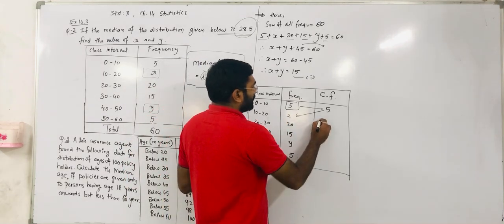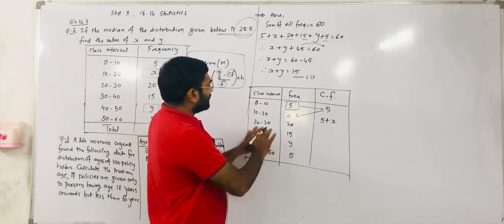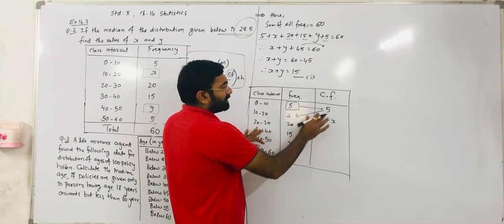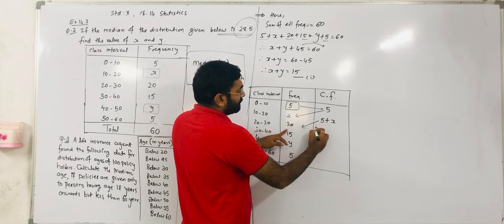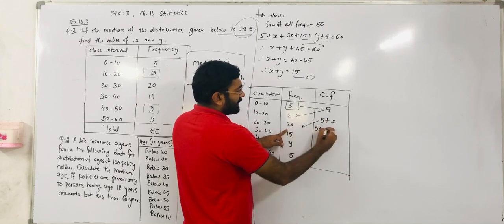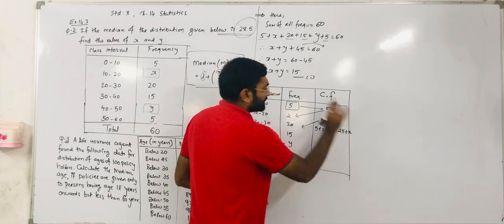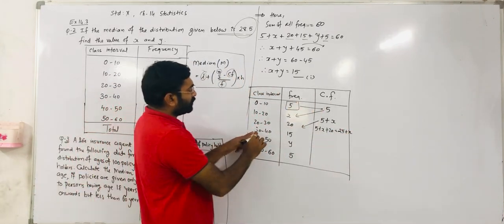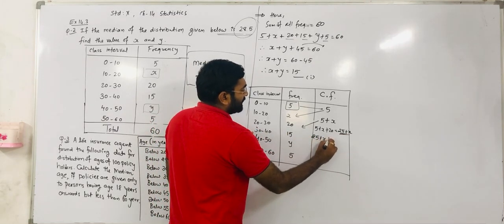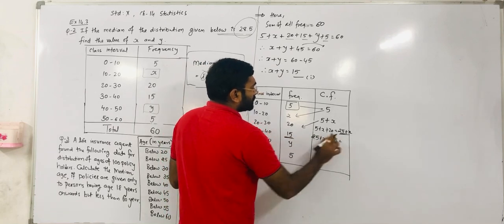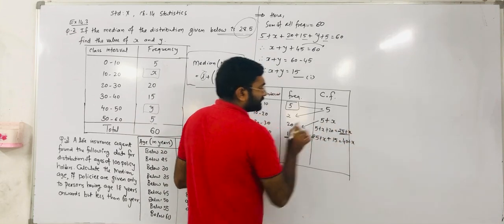So it becomes 5 plus x. Now, how can we write the third class cumulative frequency? We add the previous class cumulative frequency to that class frequency. So 5 plus x is the previous class cumulative frequency, and that class frequency is 20. So we get 5 plus 20 is 25, plus x. The same way for the fourth class, the previous cumulative frequency is 25 plus x, to which we add that class frequency 15. So we get 25 plus 15, 40, and x is there, so 40 plus x.